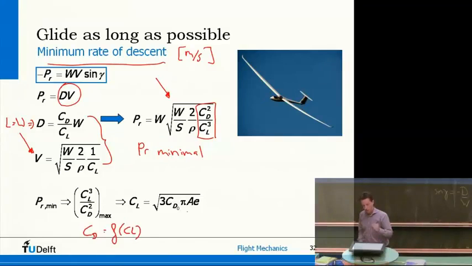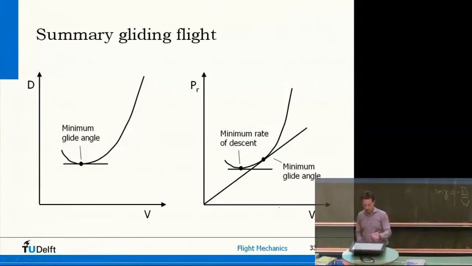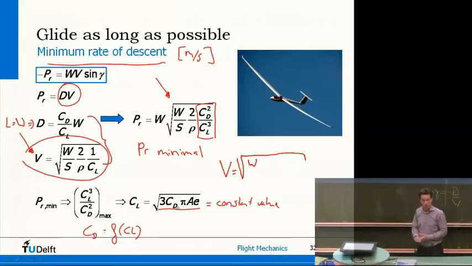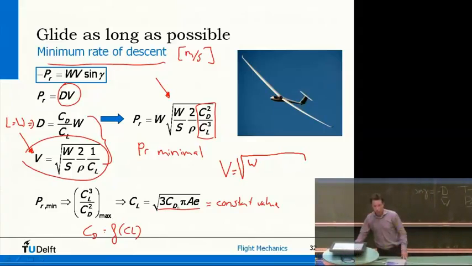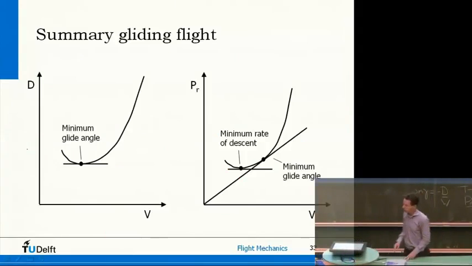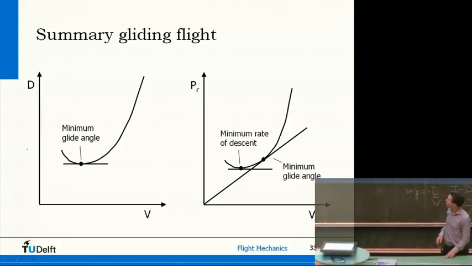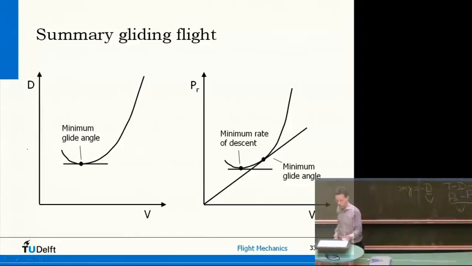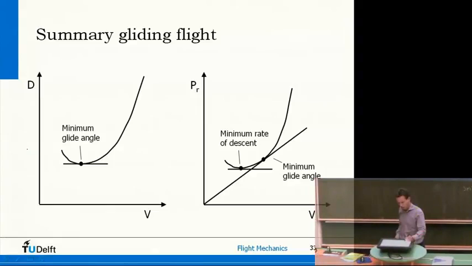So all these things here, they are constants. So again, this is a constant value. And again, you can calculate the speed, well, it's over here, the speed that belongs to that particular CL value. So these are all calculations. You can also put them in a graph. You can see straight away, if you plot forces, then the minimum drag condition is where you'd like to fly. So that's this speed over here.